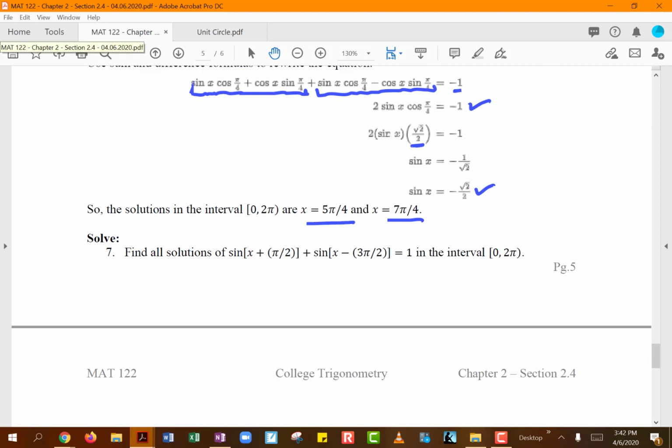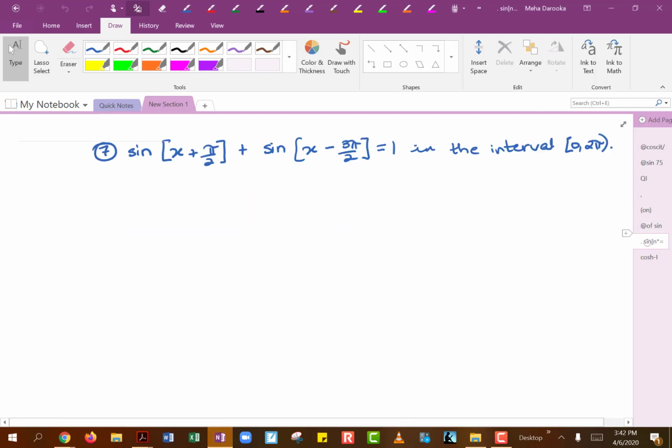So let's try and see how we can break that down for our problem number 7. We are given sine of x plus pi over 2, and that is being added to sine of x minus 3 pi over 2, and that equals 1. And again, we are also staying within the interval from 0 to 2 pi. So this one here is going to be your u plus v formula. This guy here is going to be your u minus v formula. So let's see how we can write this down.